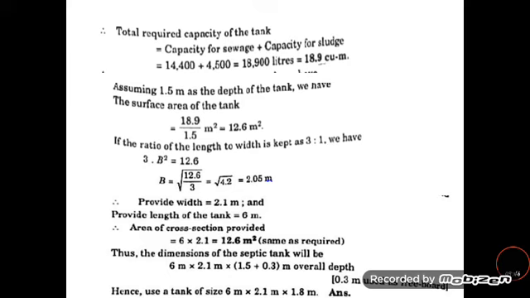So the dimensions of the septic tank will be 6 meters by 2.1 meters by a depth of 1.5 meters, plus 0.3 meter as freeboard. So this is the size of the tank which is required for the septic tank.